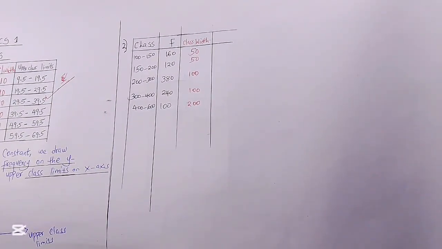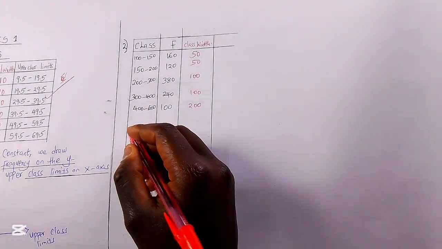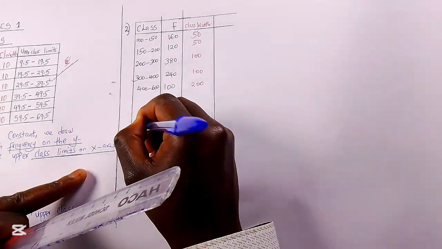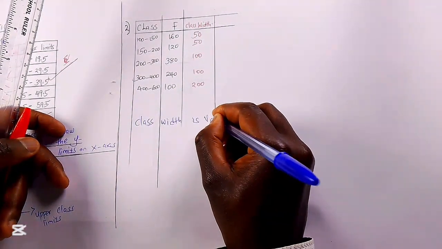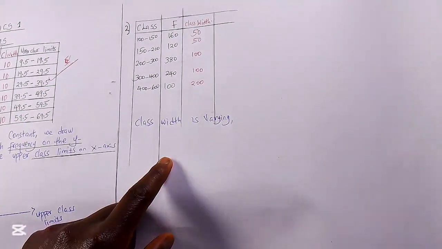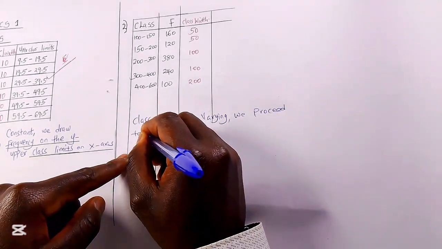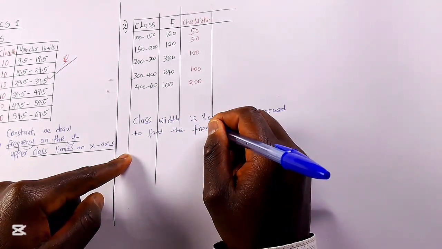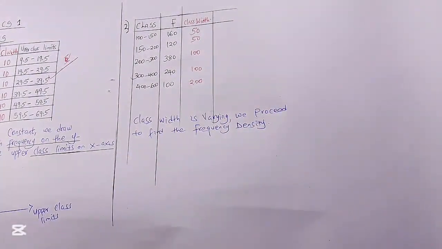So in this particular scenario, when the class width is different, when the class width is varying, it keeps on changing, we proceed to find what we call the frequency density.